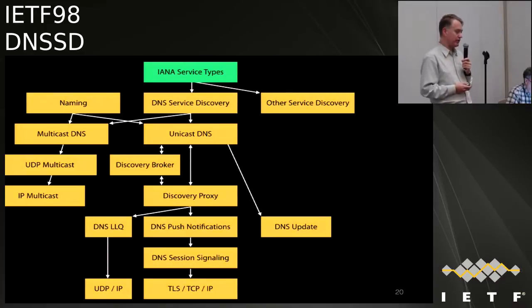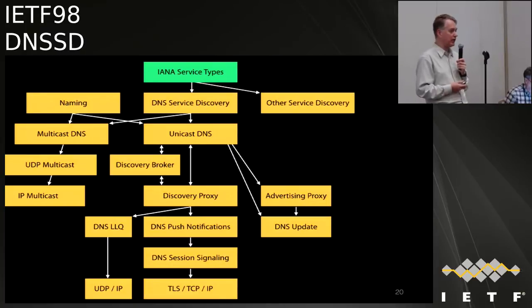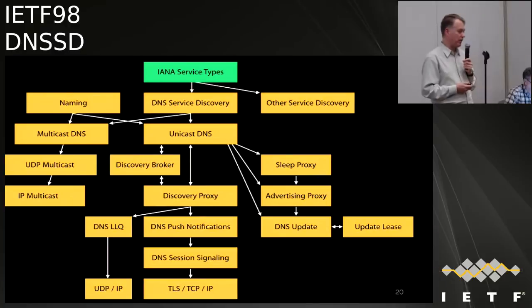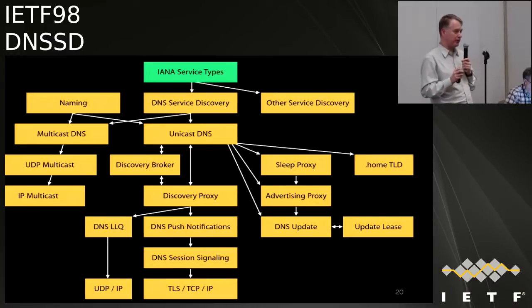We've talked about having an advertising proxy, which is another way that data gets into the namespace. And a sleep proxy, which is kind of like an advertising proxy plus magic packet. The update lease is a useful addendum to DNS update because it provides the automatic cleanup. And another component of this overall technology is some kind of default domain name with special properties so that vendors can ship products out of the box. And I'm calling it .home_TLD as a placeholder here.